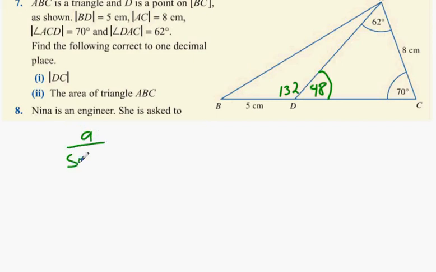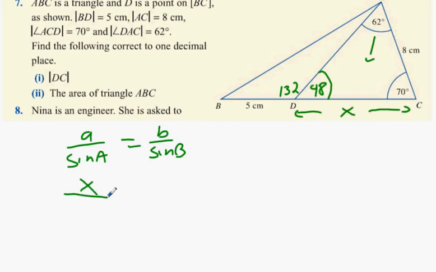Sine rule is a over sine A equals b over sine B. Okay, what side are we looking for? DC. Label DC with a letter. Any letter will do. Now, what angle is looking at x? 62. So x divided by sine 62 equals. You have to pick the 8, don't you? Why can't you pick another side? There's no other numbers, so we need to get 8. And then what's looking at the 8? The sine 48.